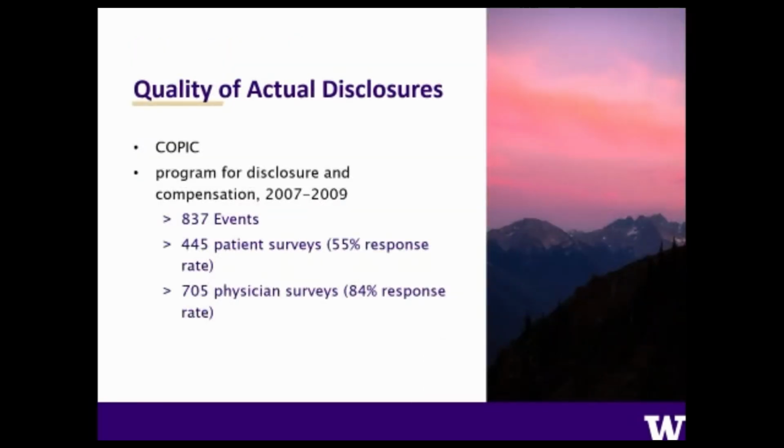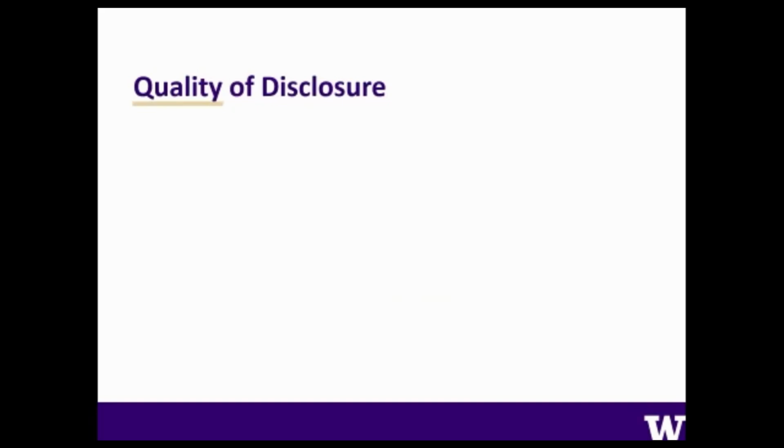So COPIC, which is the Colorado Medical Malpractice Insurer, did a program for disclosure and compensation. This is a long time ago, but the data is really interesting. So they looked at over 800 events. So these are serious errors that occurred to patients. And they surveyed both the patients and the physicians about what happened of disclosure of those errors.